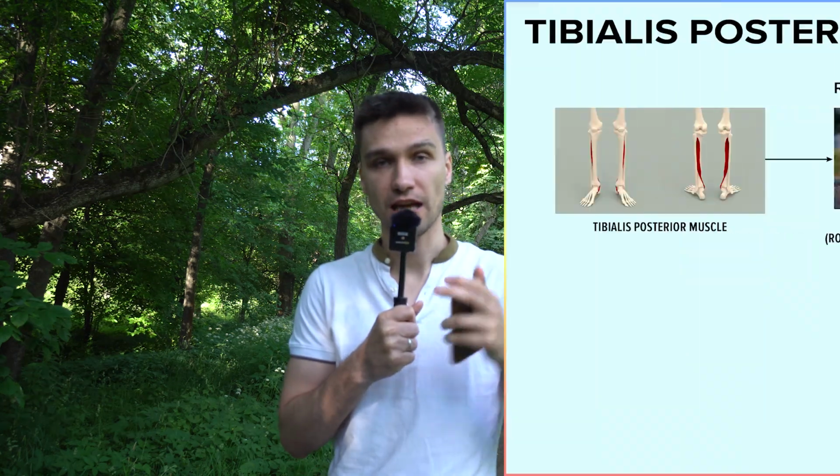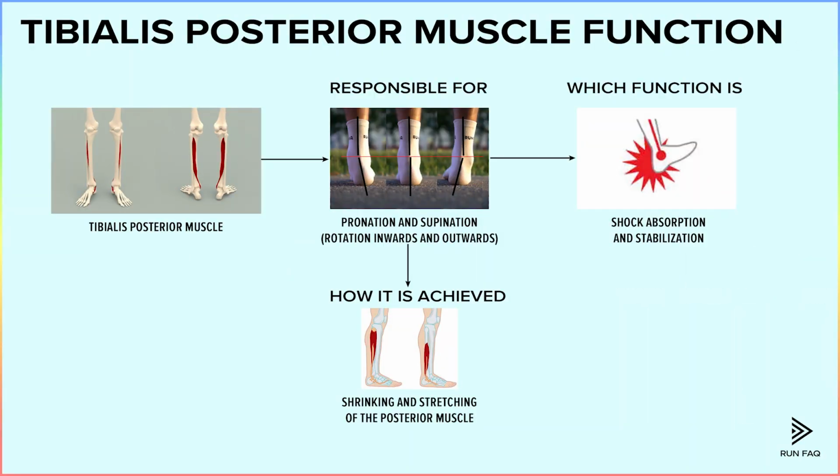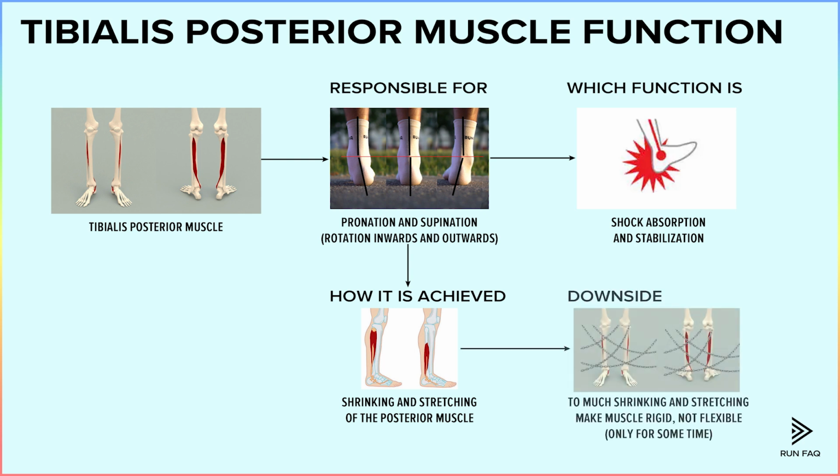Okay, you know what this muscle is responsible for. Now you need to understand how it does it. It shrinks and stretches, and that's how it controls pronation, and the pronation in turn absorbs shock. But shrinking and stretching cause micro tears to the muscle, which is totally okay because this is exactly how you pump the muscle. But after many moves, it loses its properties. It becomes rigid and not flexible.